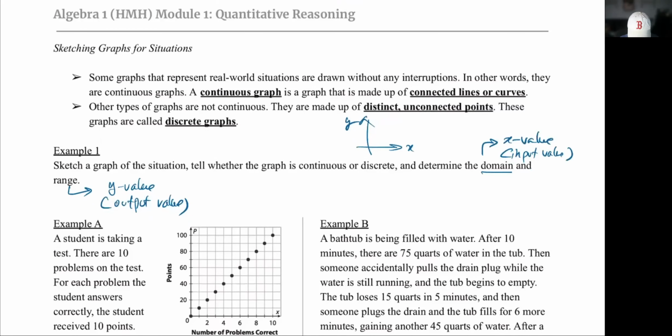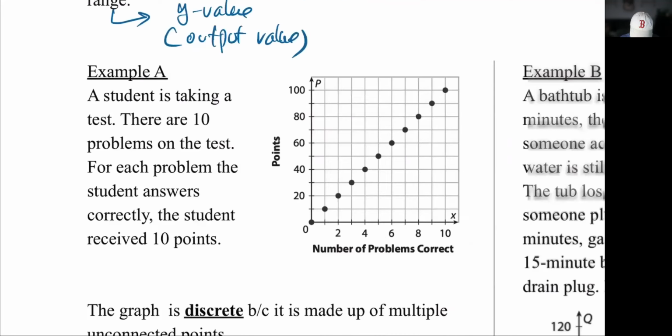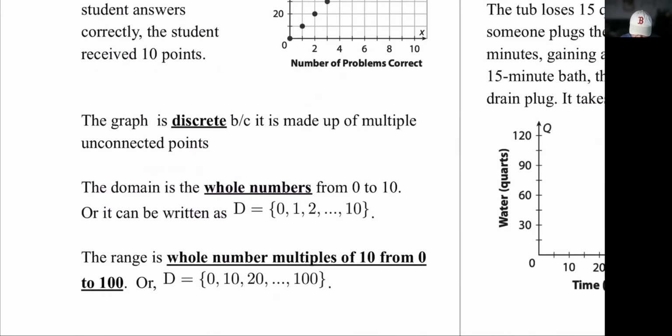Okay, in this particular case, a student is taking a test. There are 10 problems in the test, and each problem is worth 10 points. No partial credit. That's it. You get a bunch of dots, right? Here, 0 through 10 questions. Here, 0 through 100 points, right? So the graph is discrete because it's made up of multiple unconnected points.